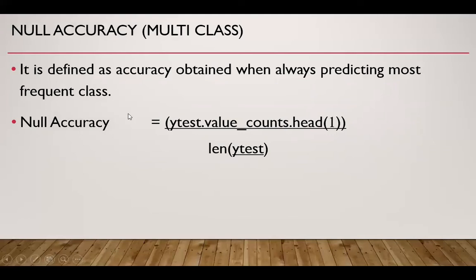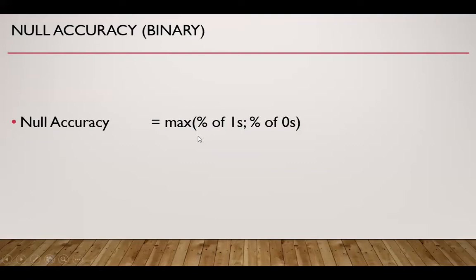There is a metric known as null accuracy. So null accuracy is defined as accuracy obtained when always predicting most frequent class. So if our model is, say, a useless model which always predicts the most frequent class, then we can assess the accuracy from the null accuracy. So null accuracy is given by, this is the Python code for a multi-class problem, and this is the null accuracy formula for a binary classification problem. So the percentage of positives and percentage of negatives, maximum of these two, is the null accuracy.